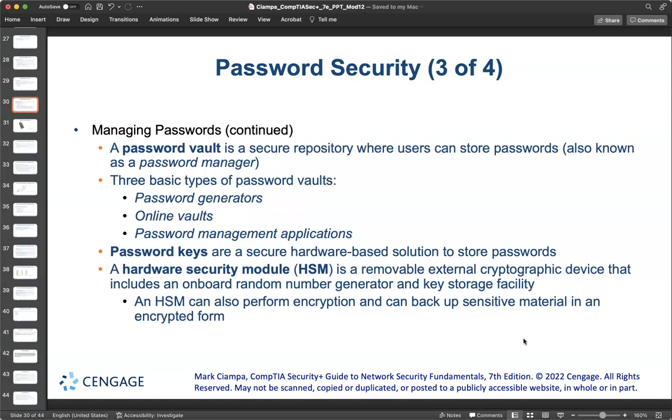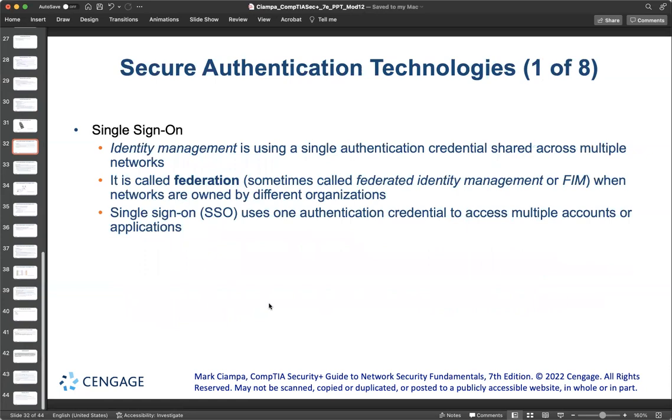We also have an HSM, or a hardware security module, which is a removable external cryptographic device that includes an onboard random number generator to generate your passwords and a key storage facility to store your passwords. An HSM can also perform encryption and can also back up sensitive material in an encrypted form. Some newer devices, like newer laptops, do have an HSM on board, right? And they help you with encrypted backups and password management.